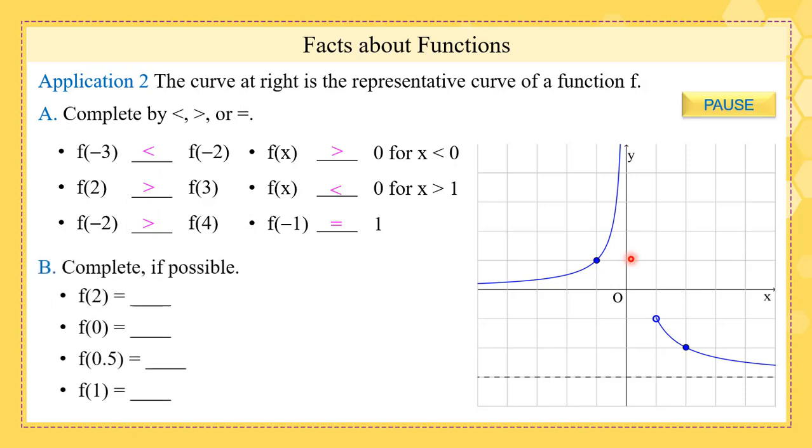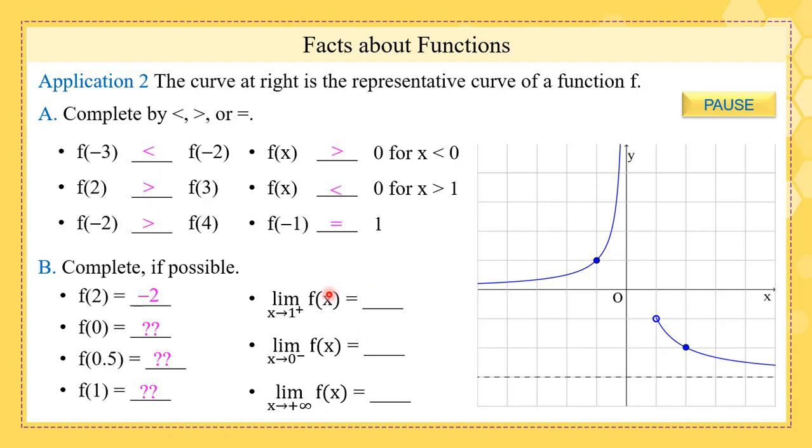Let's also complete, if possible, what is f of 2. When x is 2, we can see that f of 2 is negative 2. And f of 0, we see that f of 0 here does not exist because 0 is not in the domain of definition. Also, f of half, this is half, and we don't have any curve here. Half is not in the domain, so f of half doesn't have an answer. And similarly for f of 1. Remember, when x is 1, we don't have a curve. That's why we put this open circle.